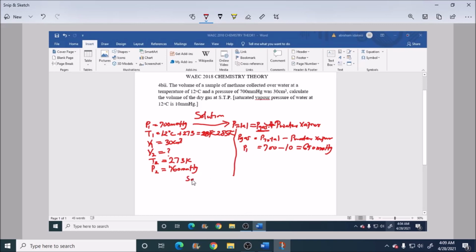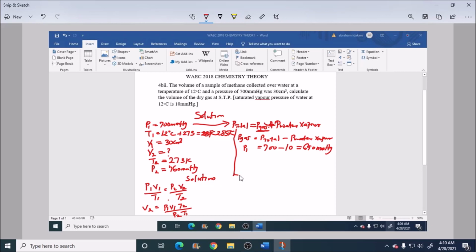Now the solution to the question to calculate V2. So we use our formula P1 V1 over T1 is equal to P2 V2 over T2. Then making V2 the subject of the formula, by applying cross multiply, we are going to have V2 equals P1 V1 T2 all over P2 T1.